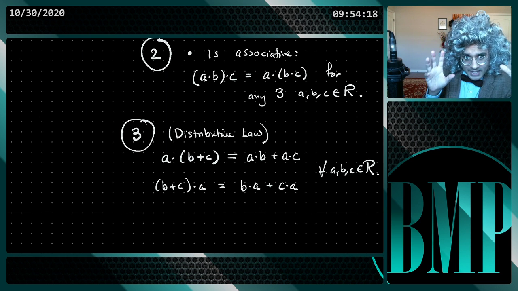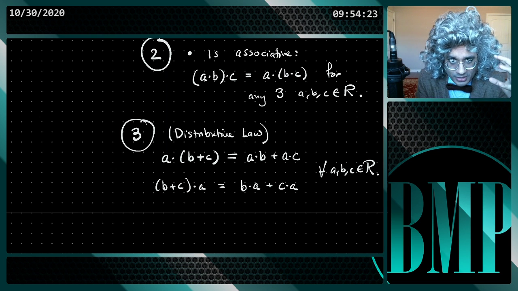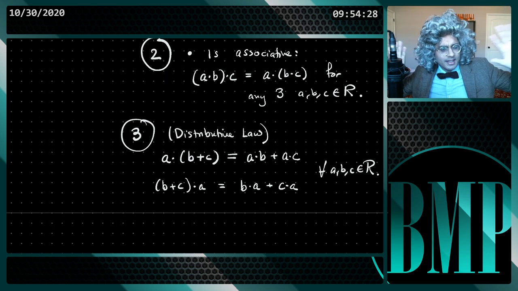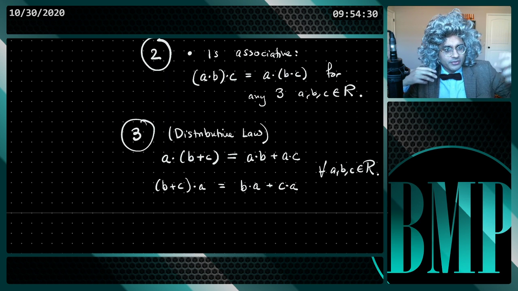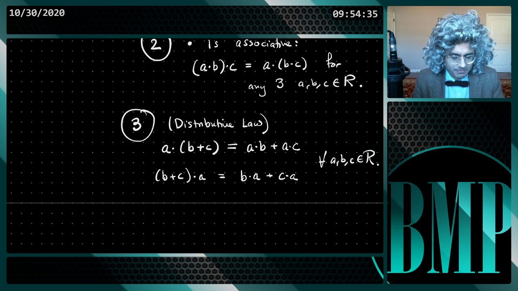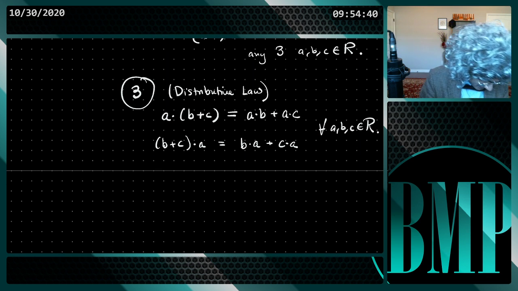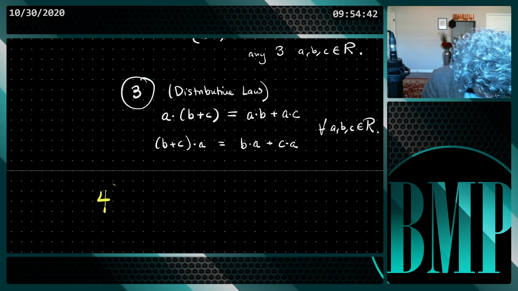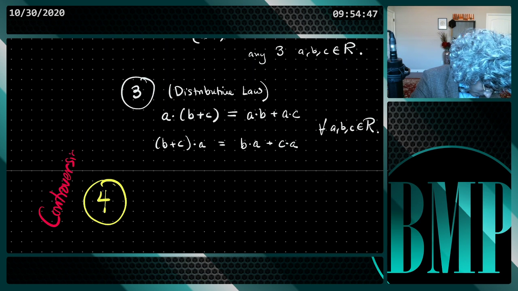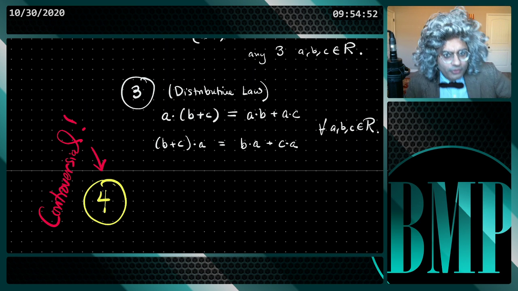This axiom tells you how the two operations communicate, mix. It's very essential that you have the distributive axiom. Otherwise, you just have two operations and you don't know how they combine together. So this links them. Very important. Number 4. And this is controversial.